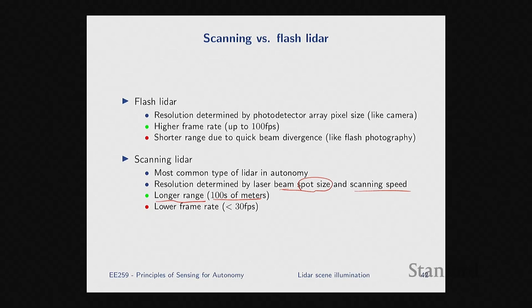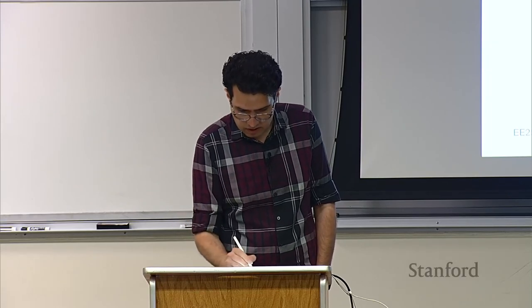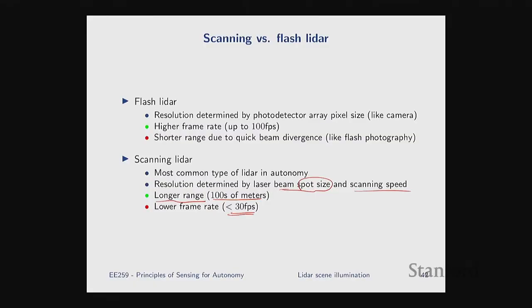with a scanning LiDAR. But it's going to be slower, again, because you're now sequentially measuring one point at a time. And to scan the full scene, it just takes longer than flash LiDAR. So frame rates are typically less than 30 frames per second. 10 FPS is typical of what you get from a commercial LiDAR today. Usually, that's what to expect, 10 FPS.